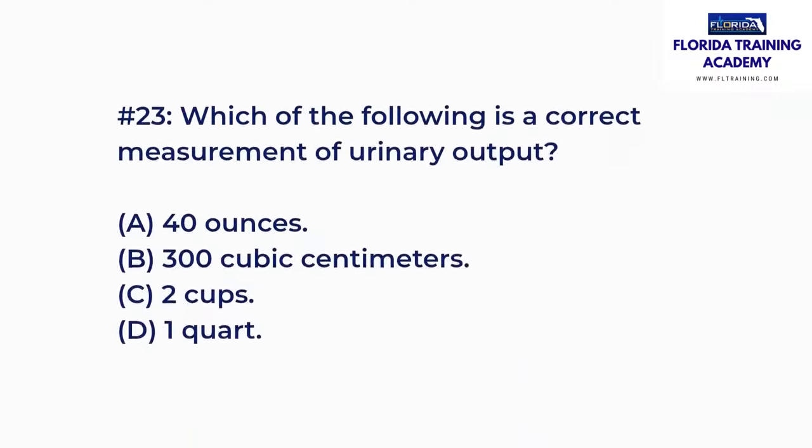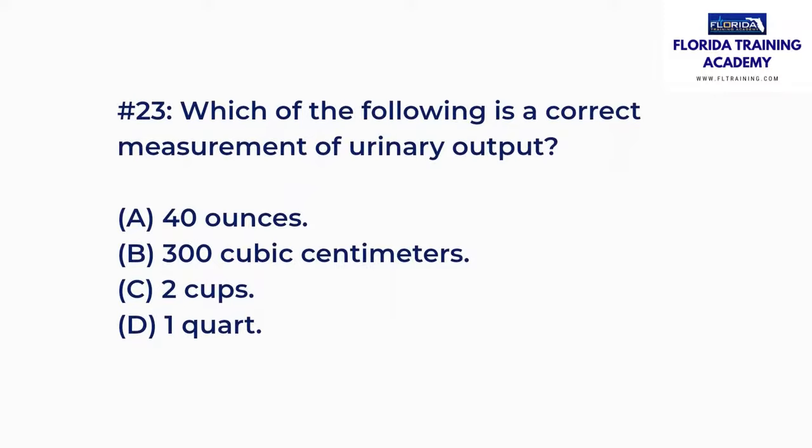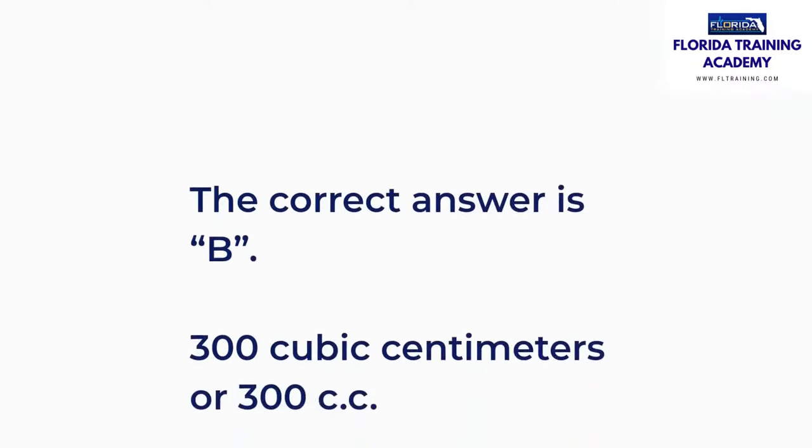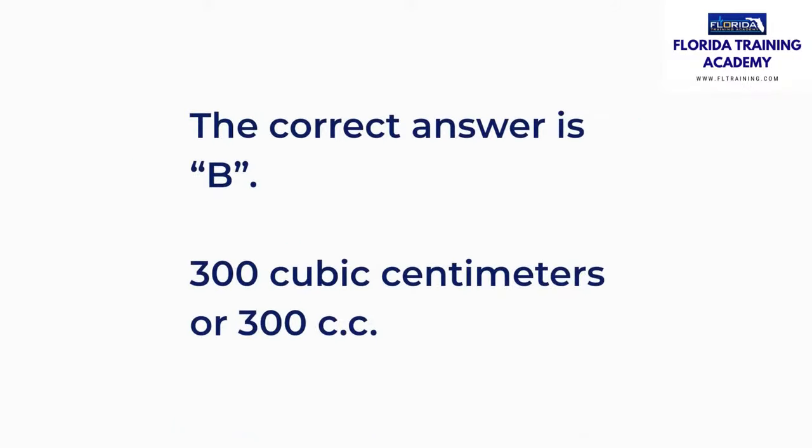Number 23. Which of the following is a correct measurement of urinary output? A. 40 ounces. B. 300 cubic centimeters. C. 2 cups. D. 1 quart. The correct answer is B. 300 cubic centimeters, or 300 cc.